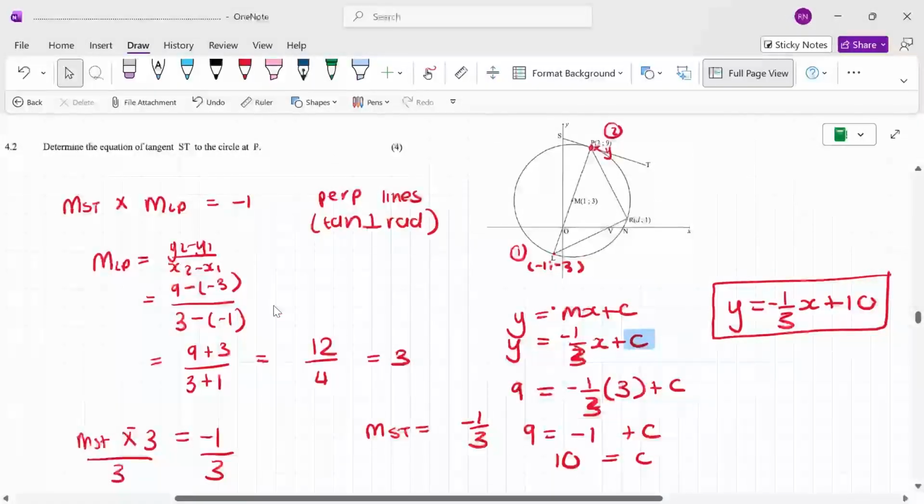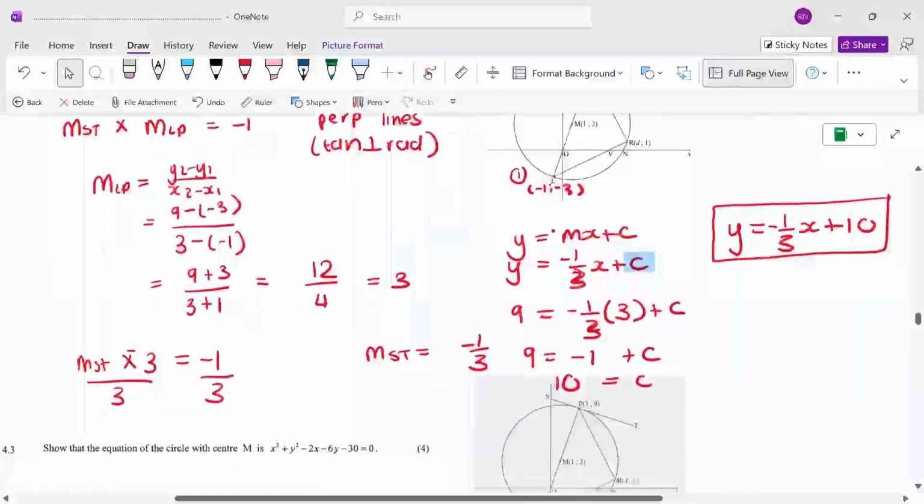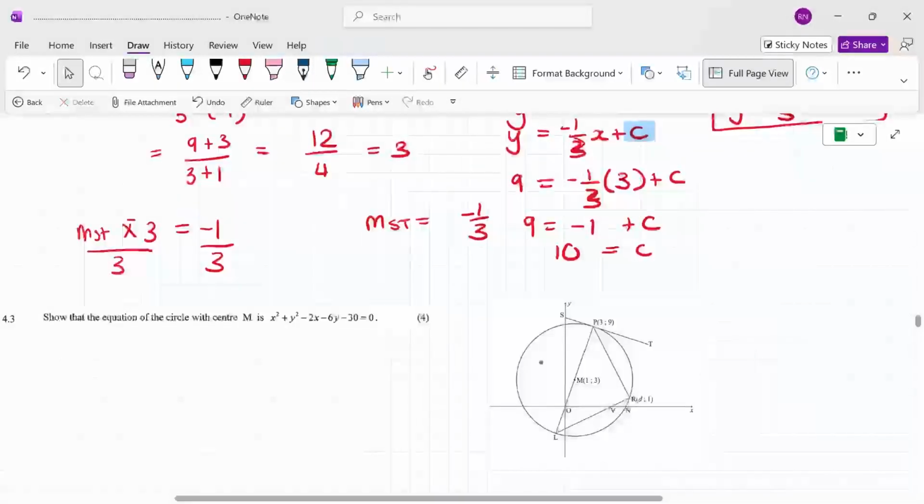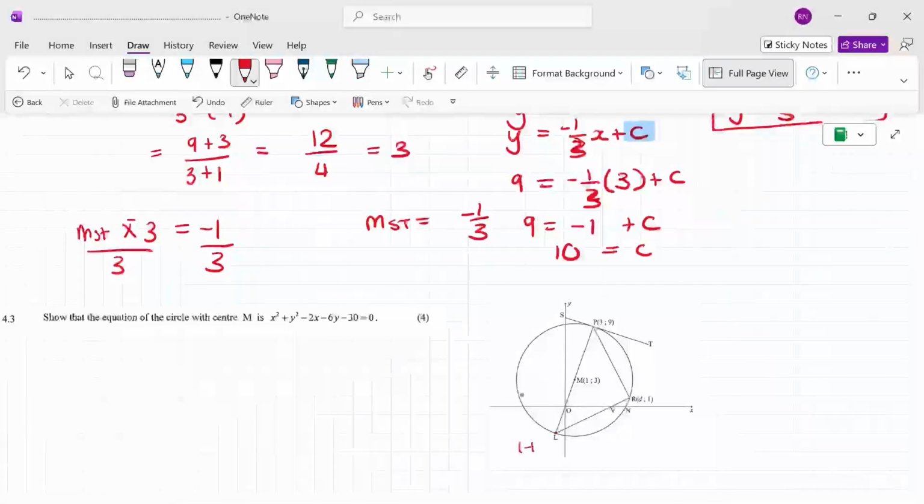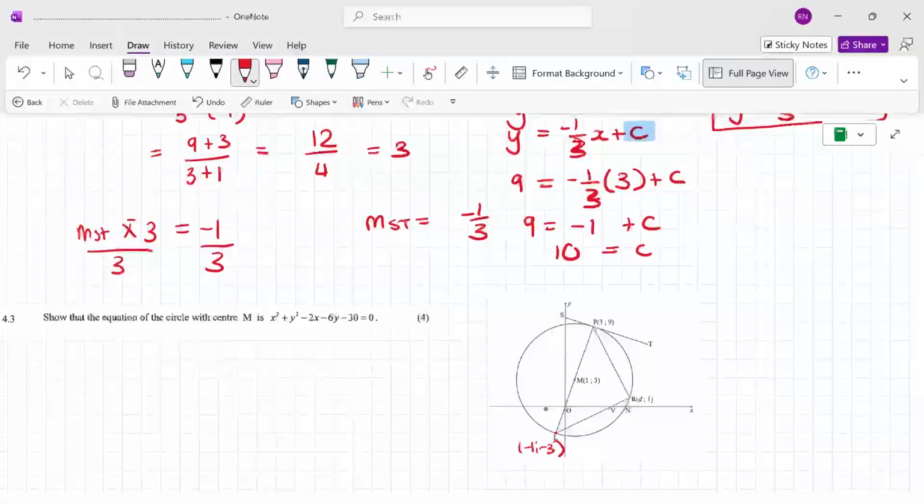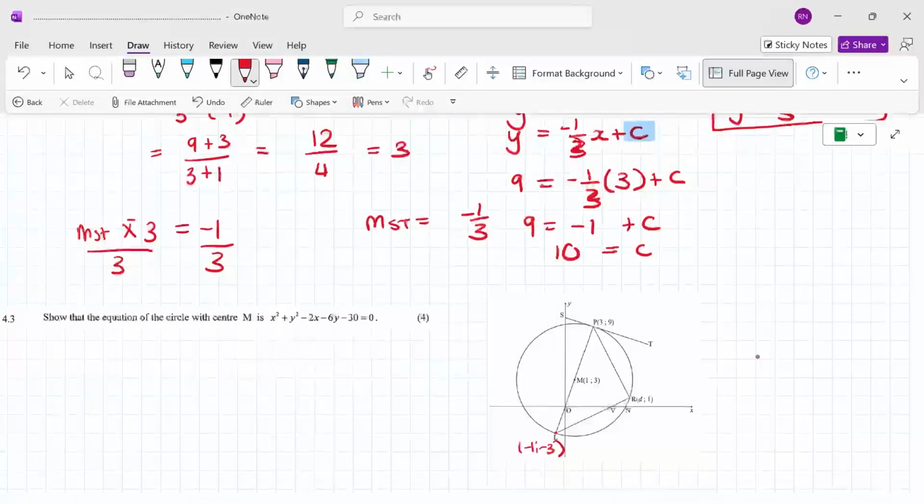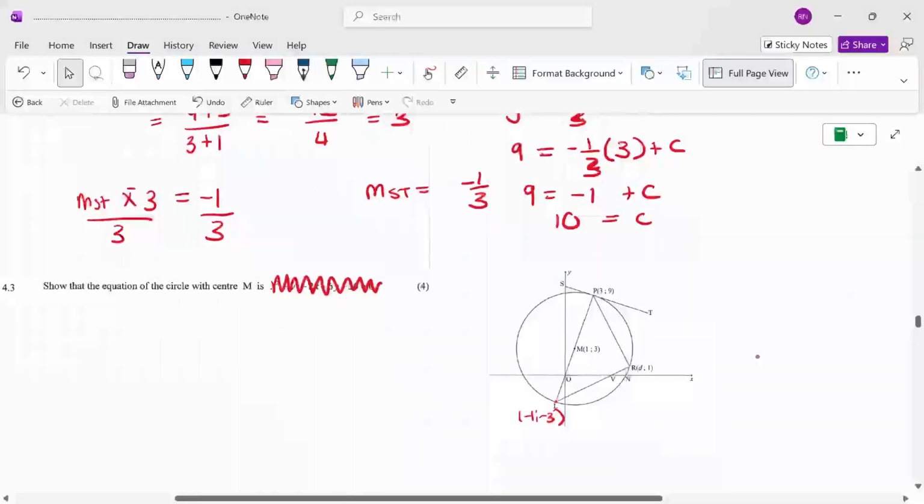Okay, so now let's move this down. The next question says, we know this point over here is -1 and -3. Show that the equation of the circle with center M is this. When they say show that, you can't use this yet because they're asking you to show that it's equal to that. So you can't use it and then manipulate it.